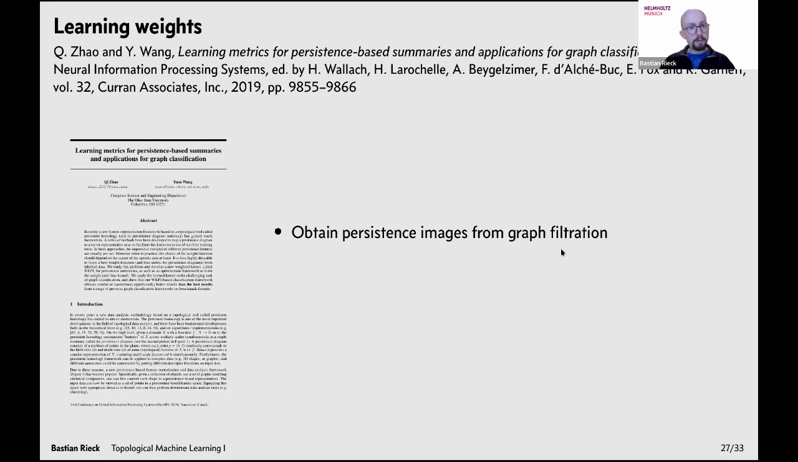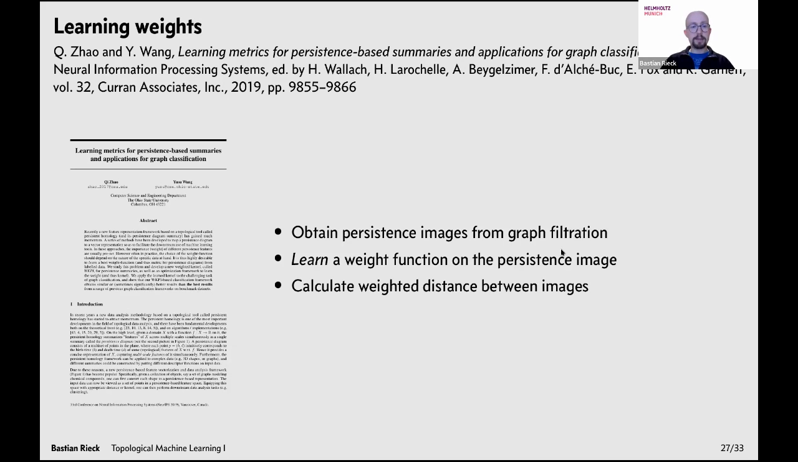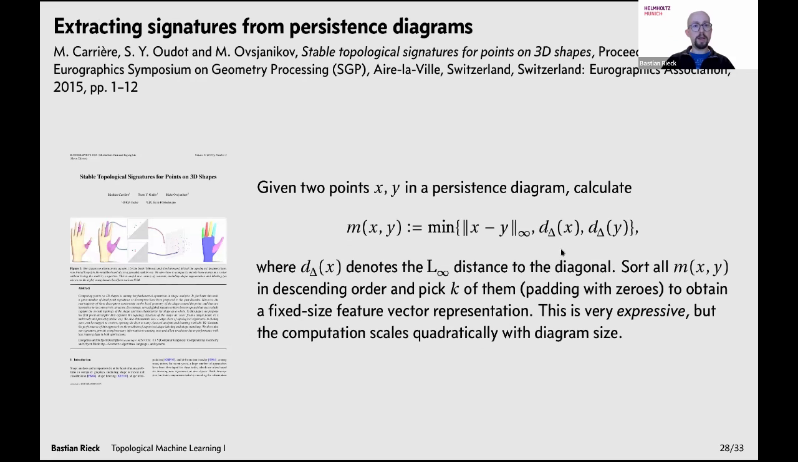There are also extensions of those, which I will not cover in a lot of detail. For instance, you can learn metrics for these diagrams. So you can learn different weights based on the task at hand. You can learn a weight function on the persistence image and use that for the classification. This gives you a way to calculate weighted distances between images. This can be used either as a kernel in an SVM or as some kind of predefined features as well.